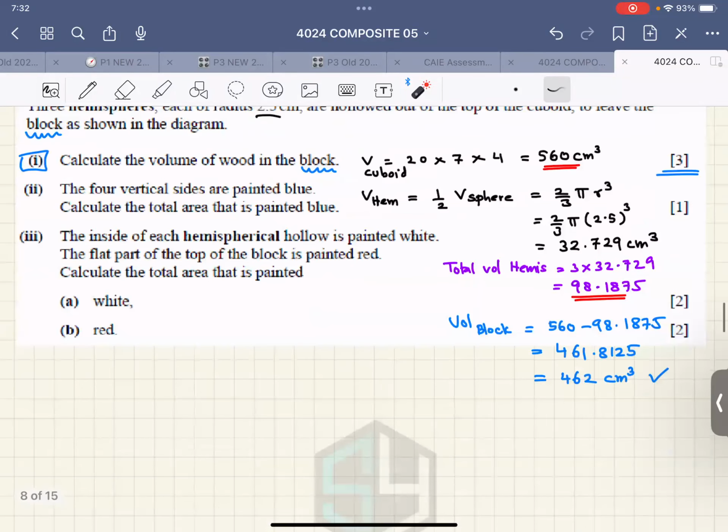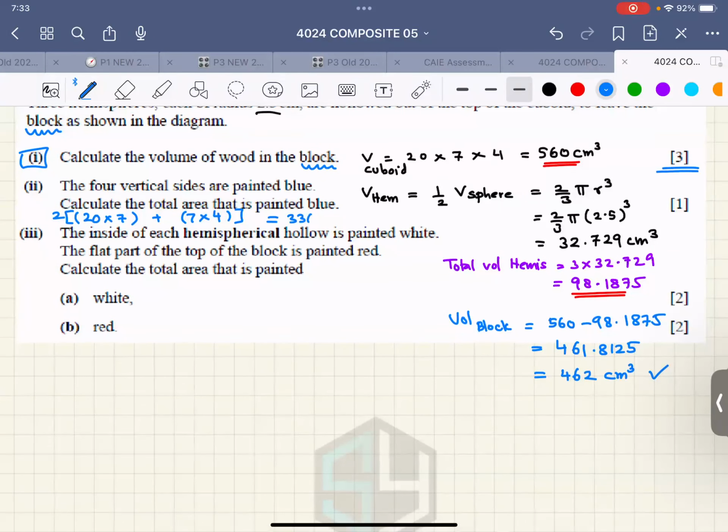So this answer is very straightforward. That is 20 into 7 and 7 into 4, add it up and multiply it by 2, because there are two of each walls. So 20 into 7 is 140, 7 fours are 28, 140 plus 28, that is 168 into 2, that comes out to be 336 centimeters square.